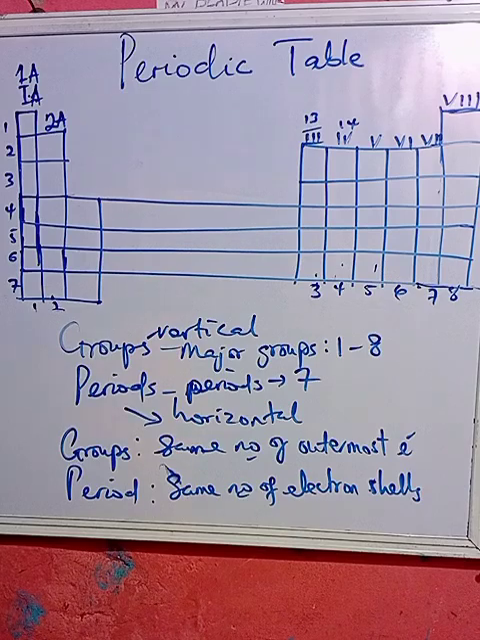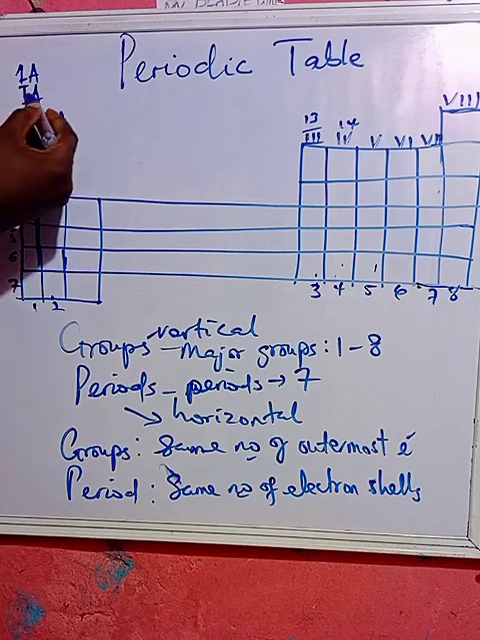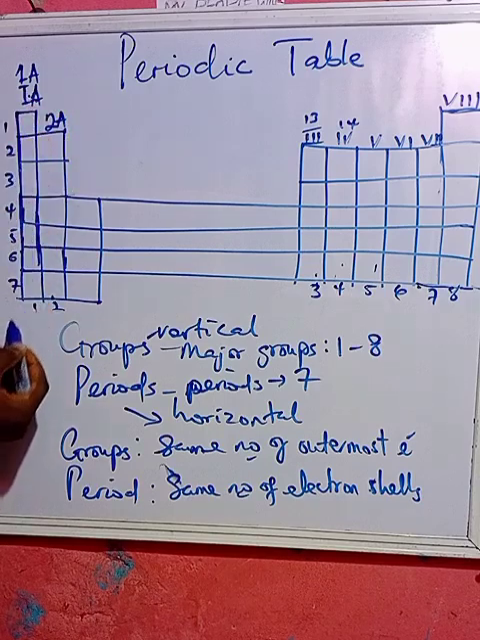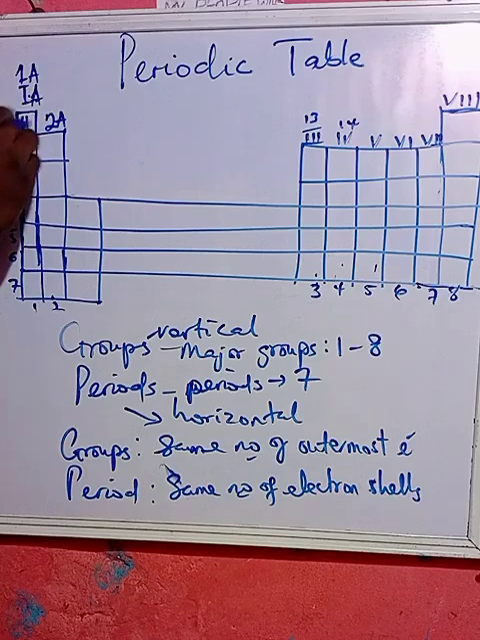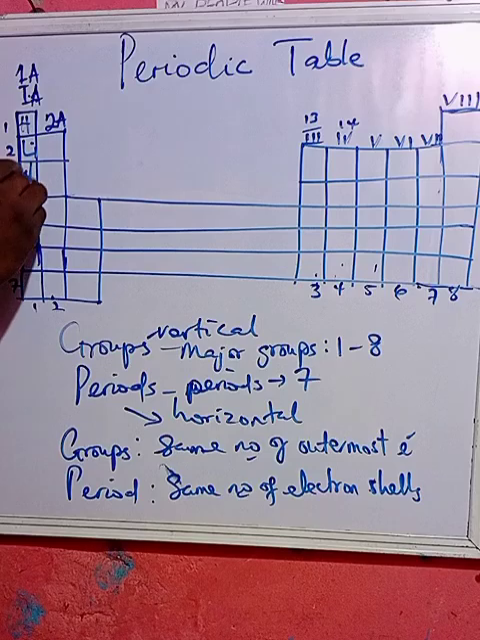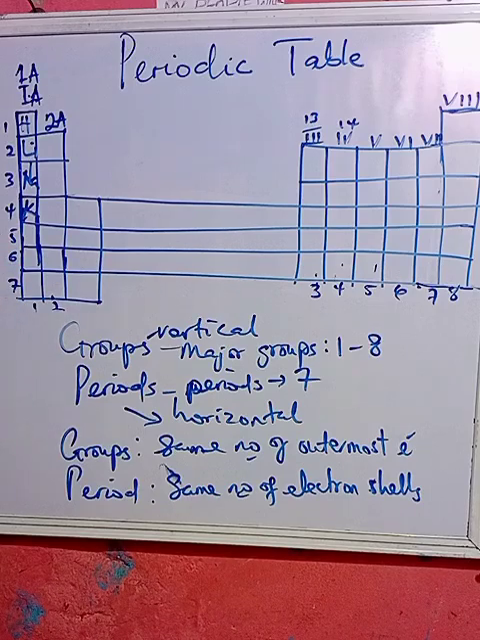Now in the diagram on the board, we can see that this is group 1, made up of elements that have only one electron in their valence shell. For example, in group 1 we can have hydrogen, lithium, sodium, potassium, and so on.